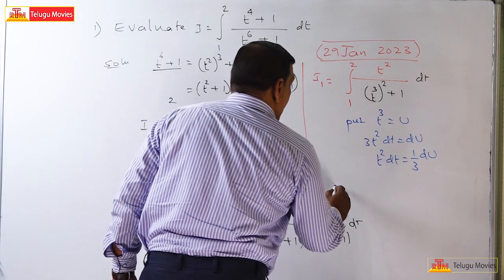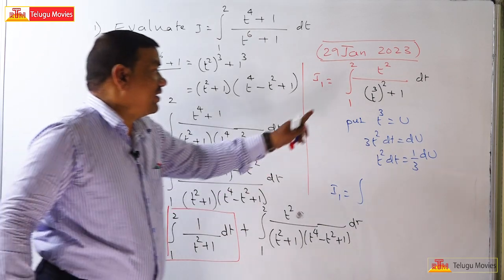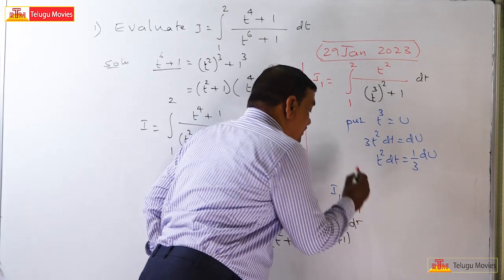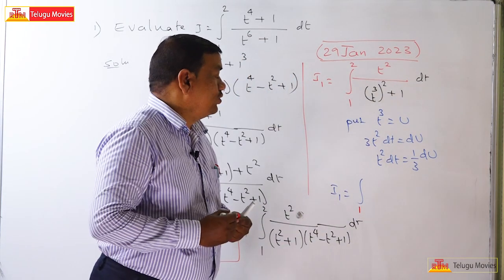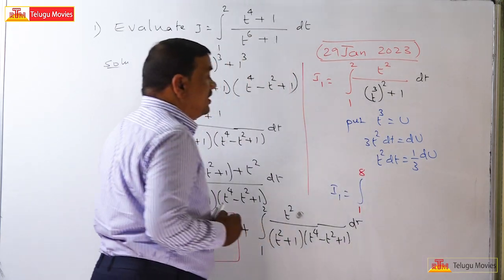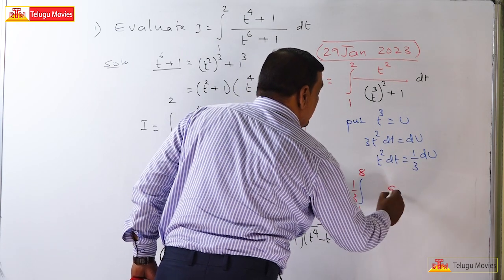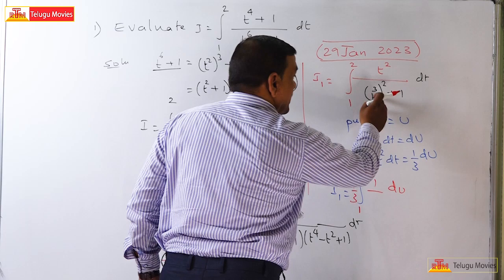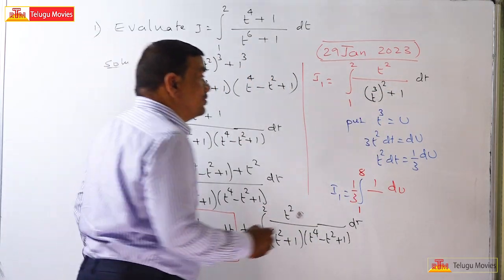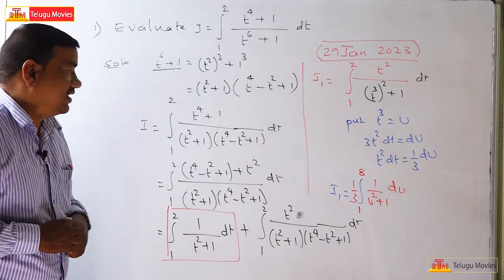Now our problem will change into this integral. The limit here is 1. If you substitute t equal to 1, u is equal to 1. If you substitute t equal to 2, u is equal to 8. Understand? So t square dt means 1 by 3 du, and t cube means u square. So this is equal to u square plus 1. Understand this?